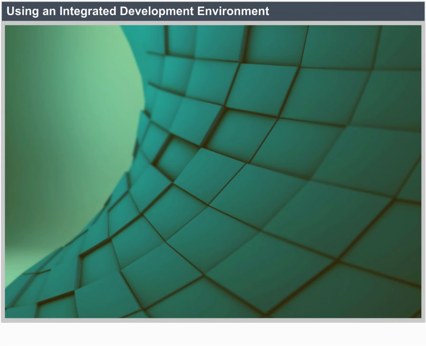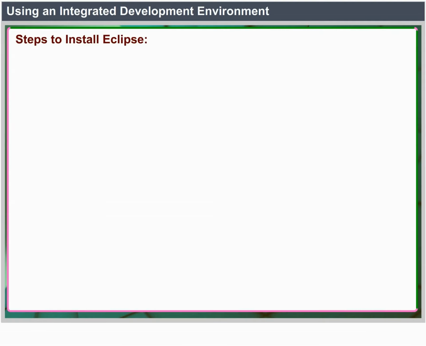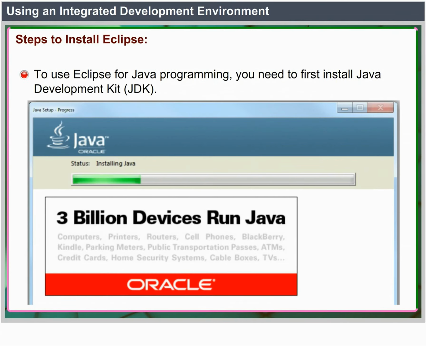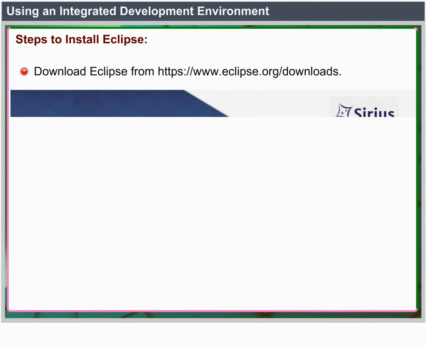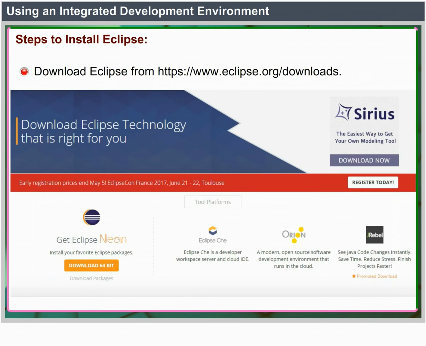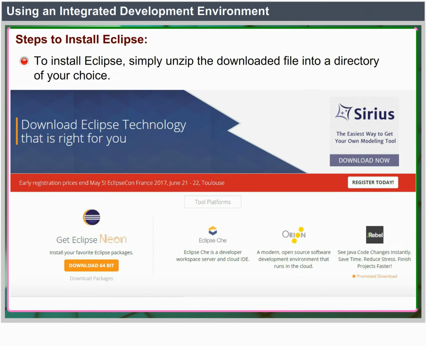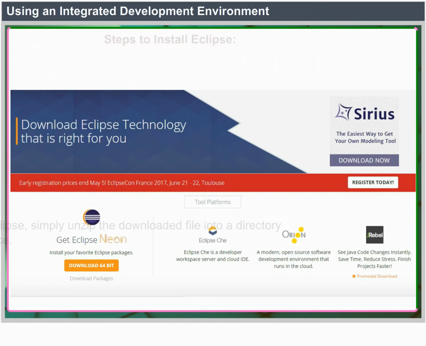Using an integrated development environment. Steps to install Eclipse. To use Eclipse for Java programming, you need to first install the Java Development Kit. Download Eclipse from https://www.eclipse.org/downloads. To install Eclipse, simply unzip the downloaded file into a directory of your choice.